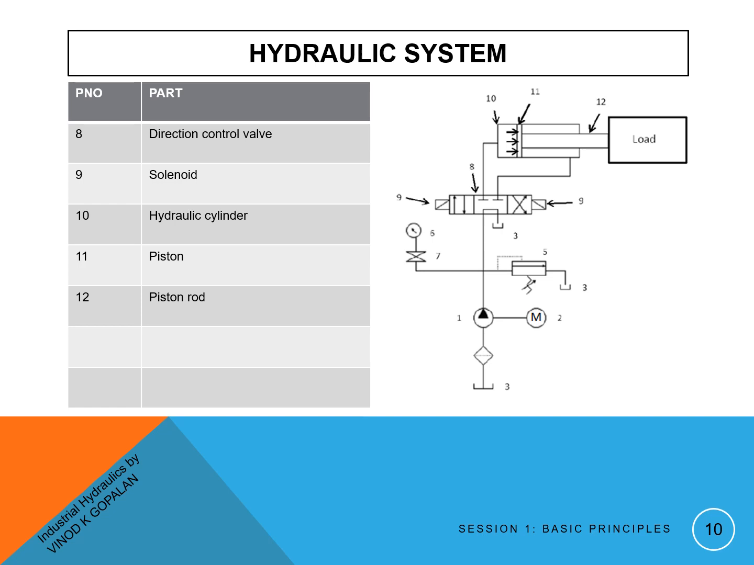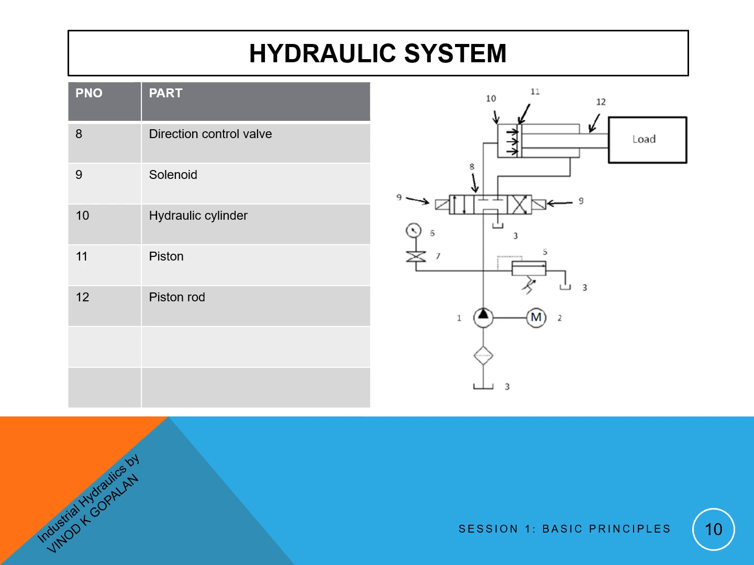Part number 8 is a double solenoid operated 3-position 4-way direction control valve. The central position is its neutral position, and in this position, oil from the pump is connected to reservoir 3. There are two solenoids 9 to actuate the left hand and right hand positions.